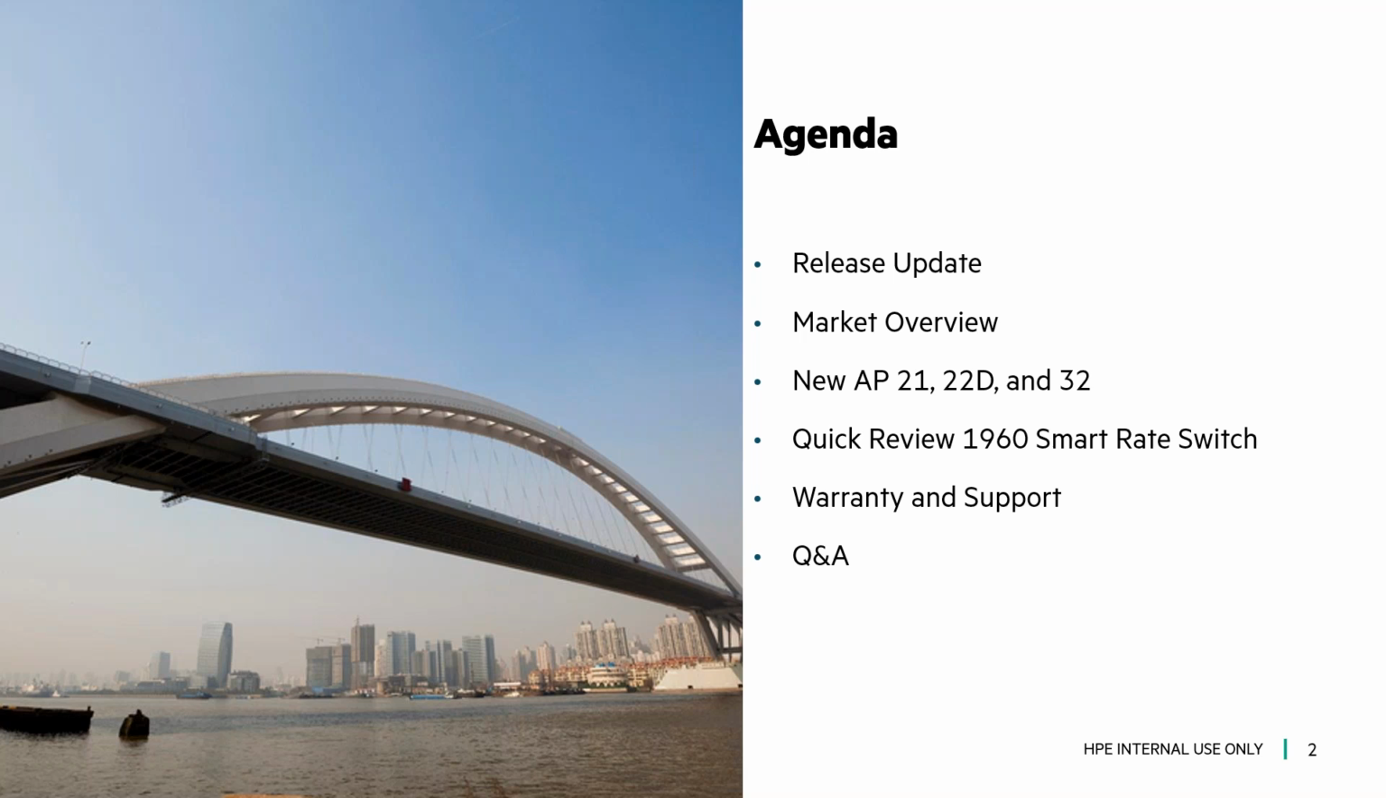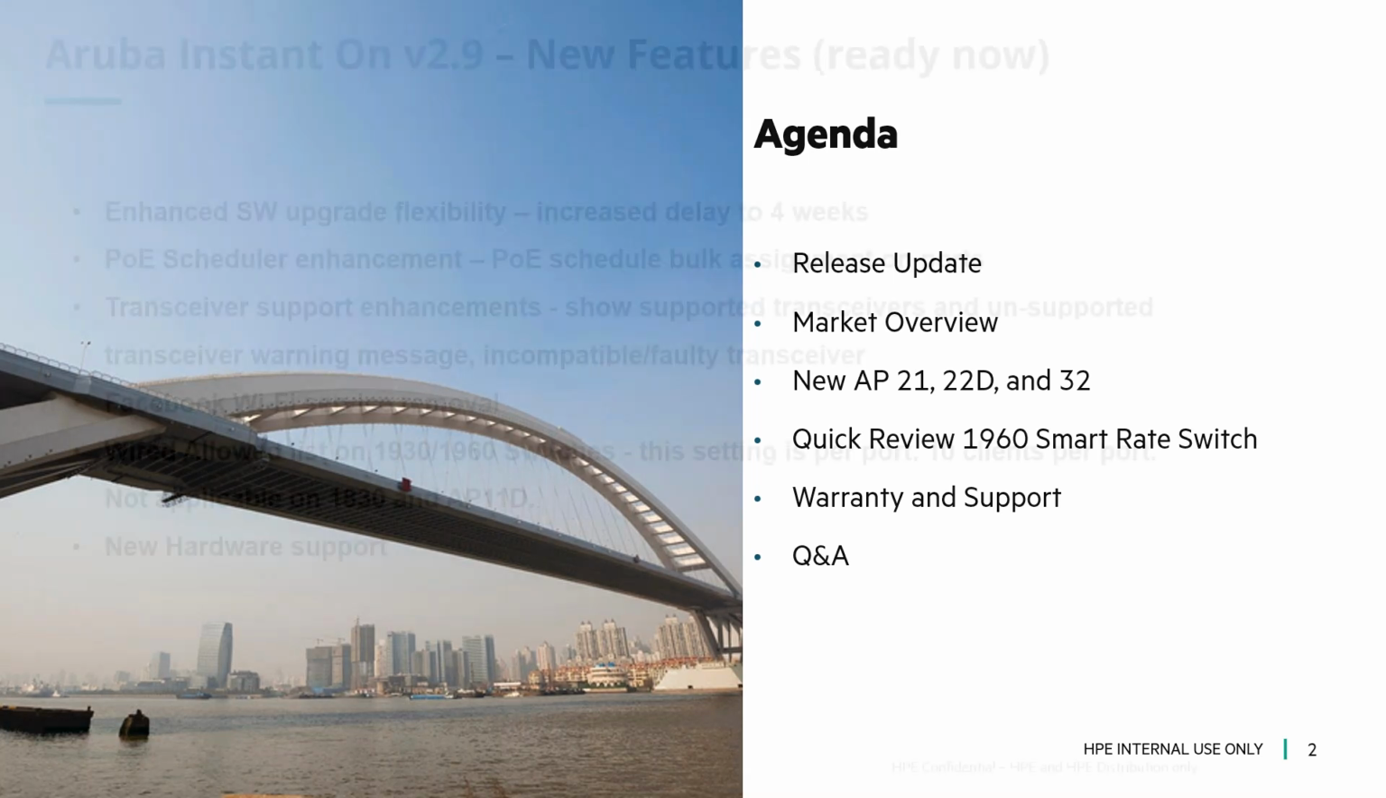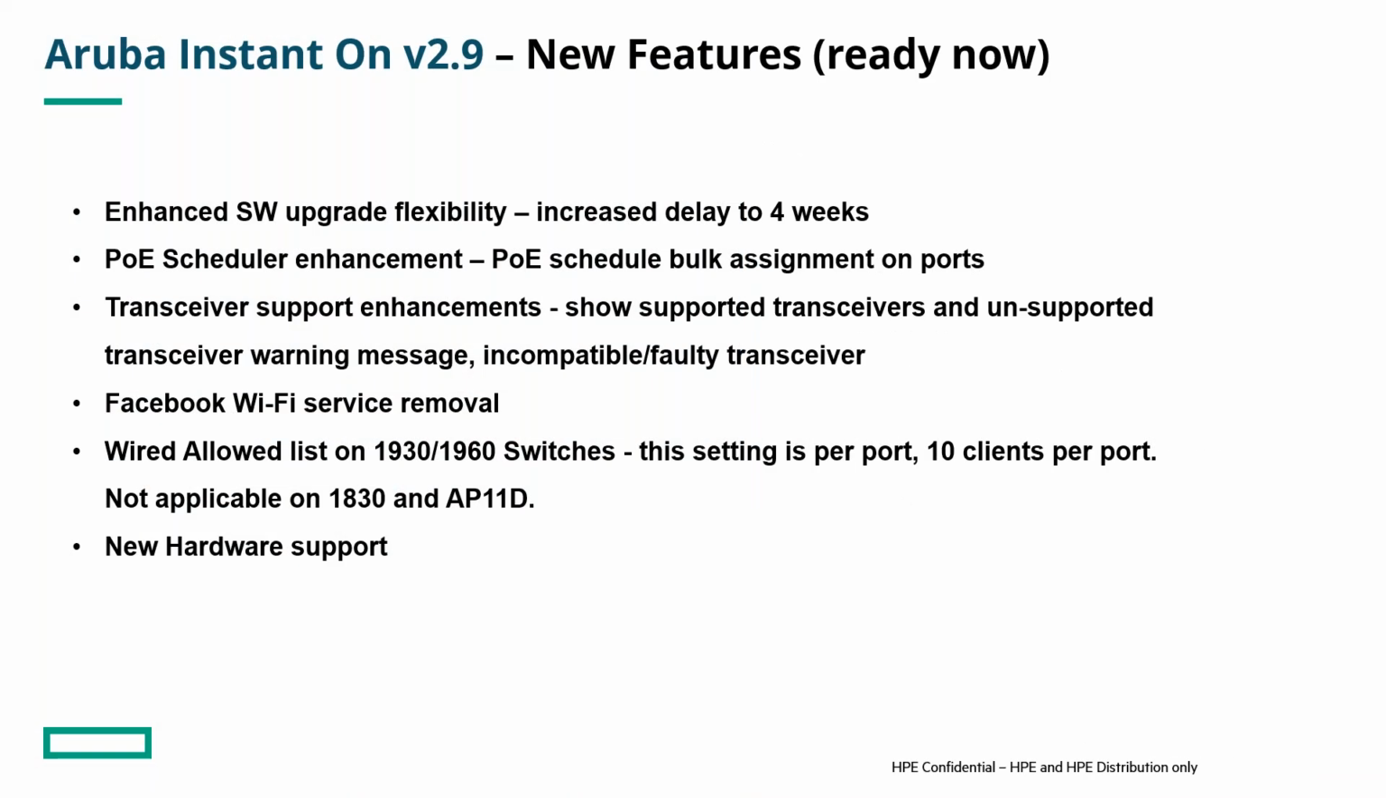I know a lot of you guys are familiar with Smart Rate. It's also referred to as multi-gig. As we move forward with the new technology of Wi-Fi 6 and 6E, we're needing more throughput to be supported on the switch. And there's a 1960 switch that supports that, which I also talked about last time. Then I'll do a quick cover of our warranty and support options, and then Julie will help me out with the Q&A. So in our Instant On release version 2.9, we've got some new features.